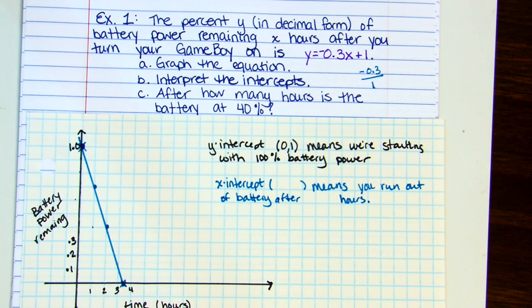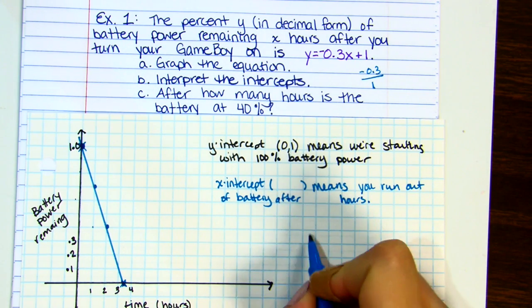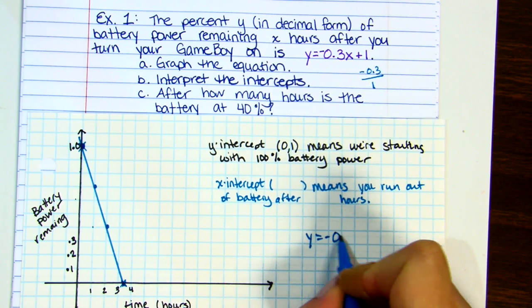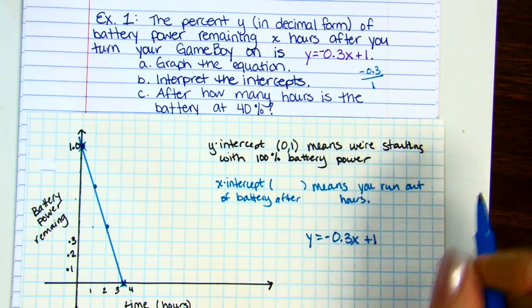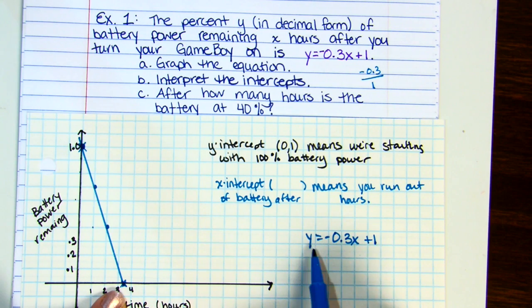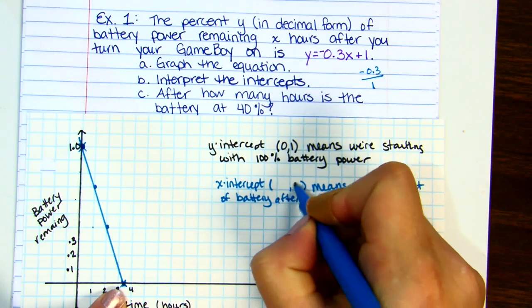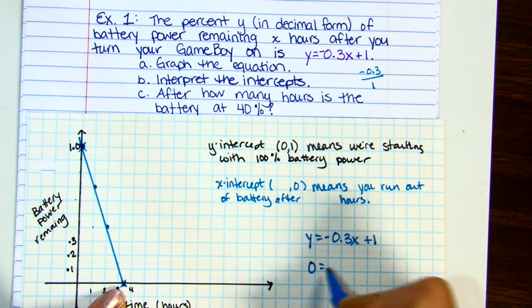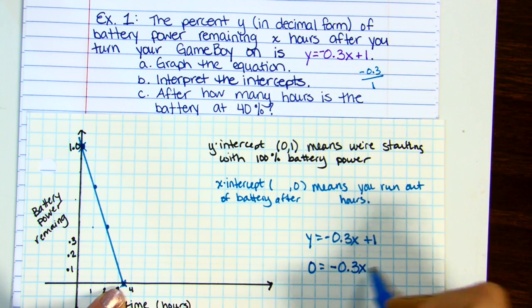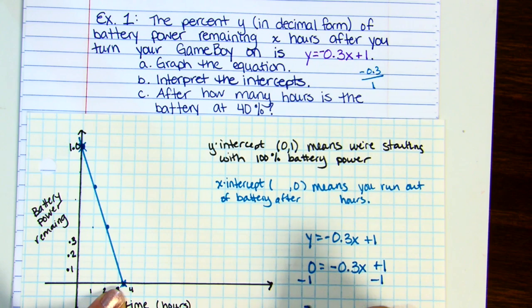So let's figure out what that point is real quick. What I would do is take my equation, negative 0.3x plus 1. Remember, this happens when my y equals 0. That's my x-intercept. So I can put that in there. 0 equals negative 0.3x plus 1. To solve for x, I subtract 1 from each side. So negative 1 equals negative 0.3x. Divide each side by negative 0.3.